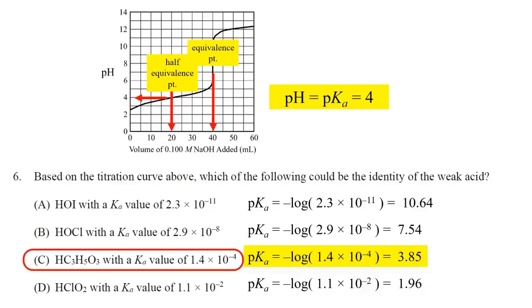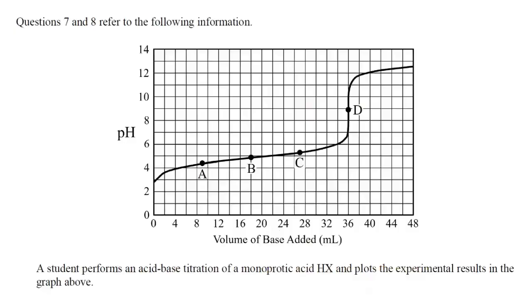Now, as we move on to our next question, we see another example of a titration curve, and the instructions above this diagram indicate that questions 7 and 8 refer to the following information. There's a very short description of this experiment. It says, a student performs an acid-base titration of a monoprotic acid, HX, and plots the experimental results in the graph above. Now, along this titration curve, we can see points that are labeled as A, B, C, and D. Those points will be relative to our answer to question 8.